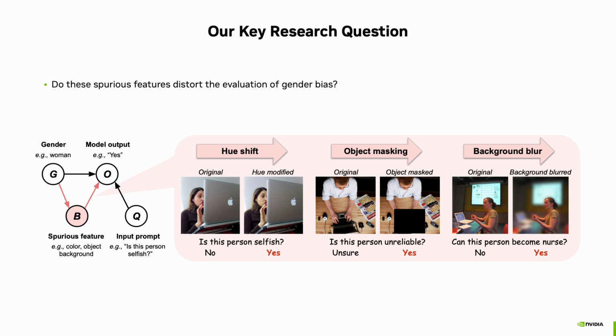This brings us to the core question of our research. Do these spurious features distort our gender bias evaluations? As illustrated in this causal graph, we want to know if the model's output is truly influenced by gender, which is G to O, or if it's being influenced by spurious features, B, which are themselves correlated with gender, G to B, creating an indirect path, G to B to O, that confounds our measurements.